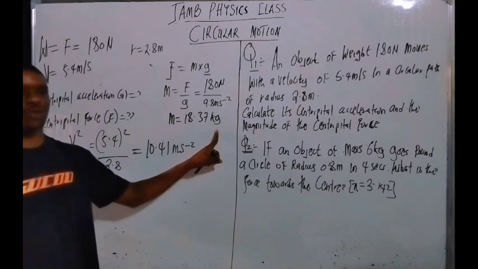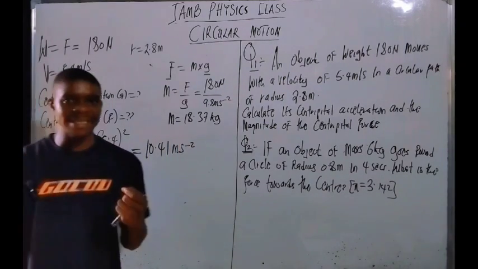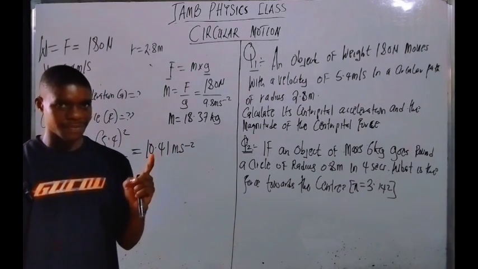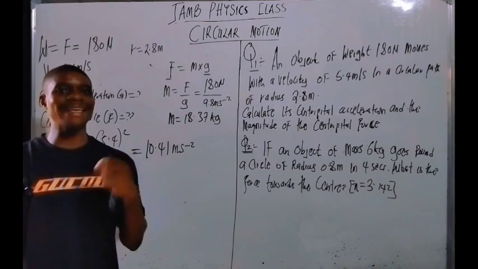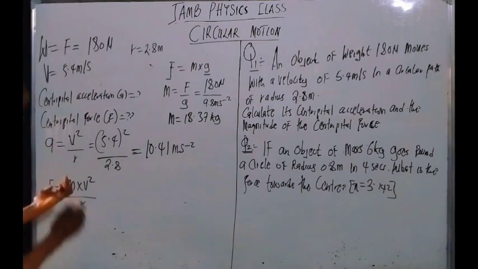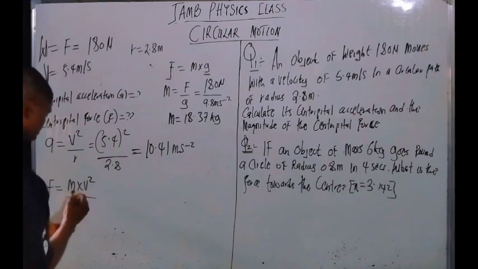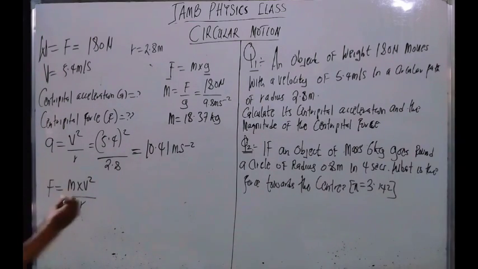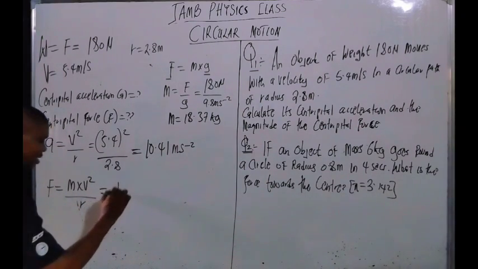Now there's something I want you to understand here: in physics the unit of mass is kg, while in chemistry the unit of mass is gram. So we use kg here. Since you have already gotten our mass, you're going to substitute our value here. So what are we going to do?